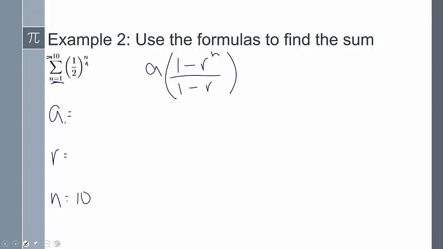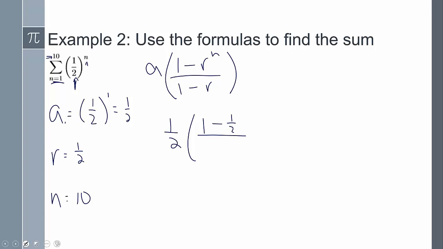The common ratio, which is what's being multiplied every time, is going to be this value here, so that's 1/2. And then for my first term, I have to plug in 1 into the equation, so I get 1/2 to the first power, which gives me 1/2. So now I just need to plug everything into the formula. So a times 1 minus 1/2 to the 10th over 1 minus 1/2.